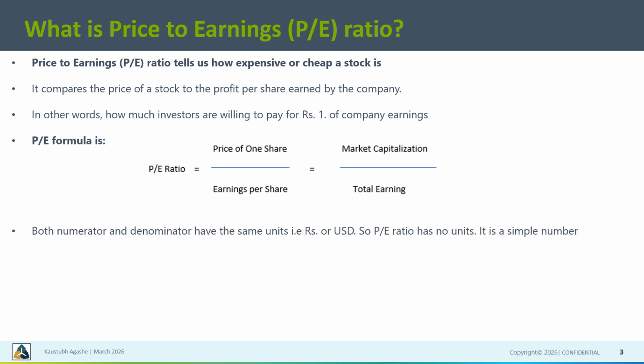Now both numerator and denominator have the same units. It could be rupees or USD. So P/E ratio has no unit. It's a simple number.